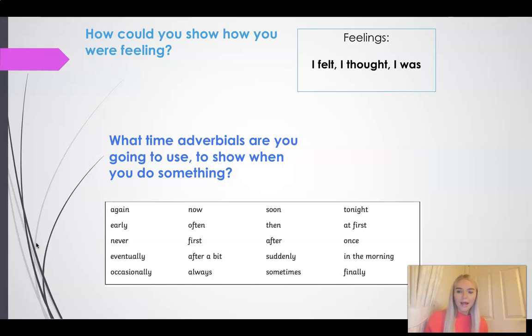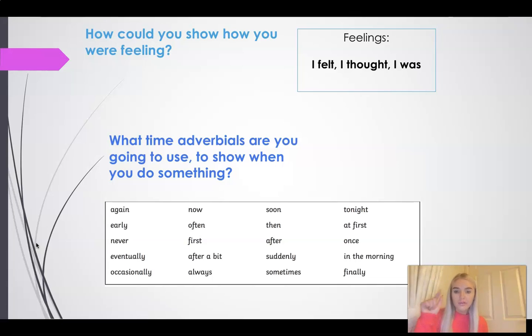So when we are planning our diary entry, we are going to be choosing 4 time adverbials that we are going to use in our diary entry. So we need to make sure that we are using them. So I'm going to choose 4 that I am going to use in order.